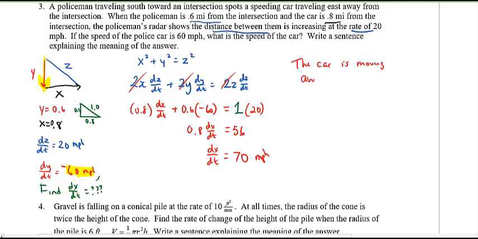And because it's positive, I'll say moving away, not towards, away from the intersection at the speed of 70 miles per hour, mph.